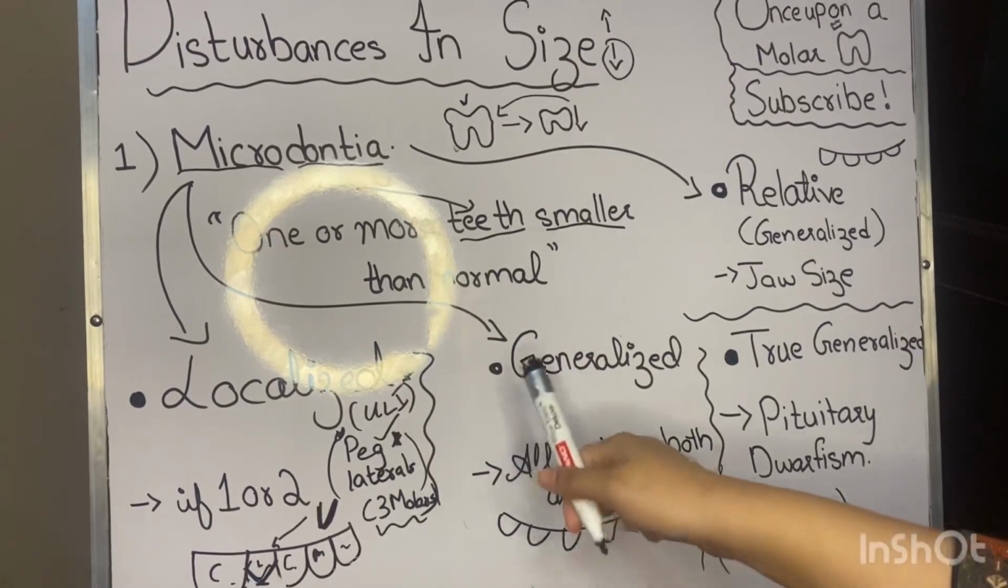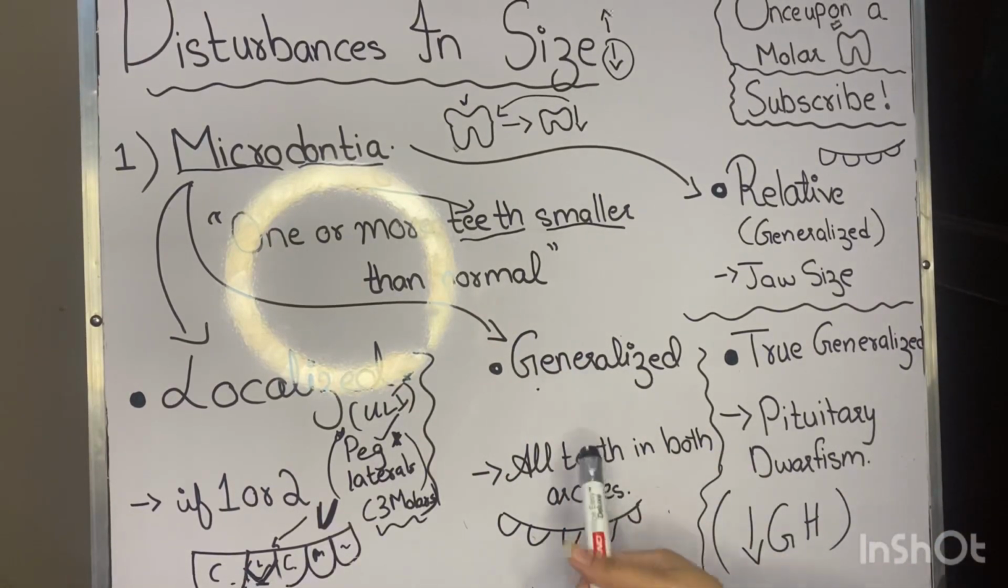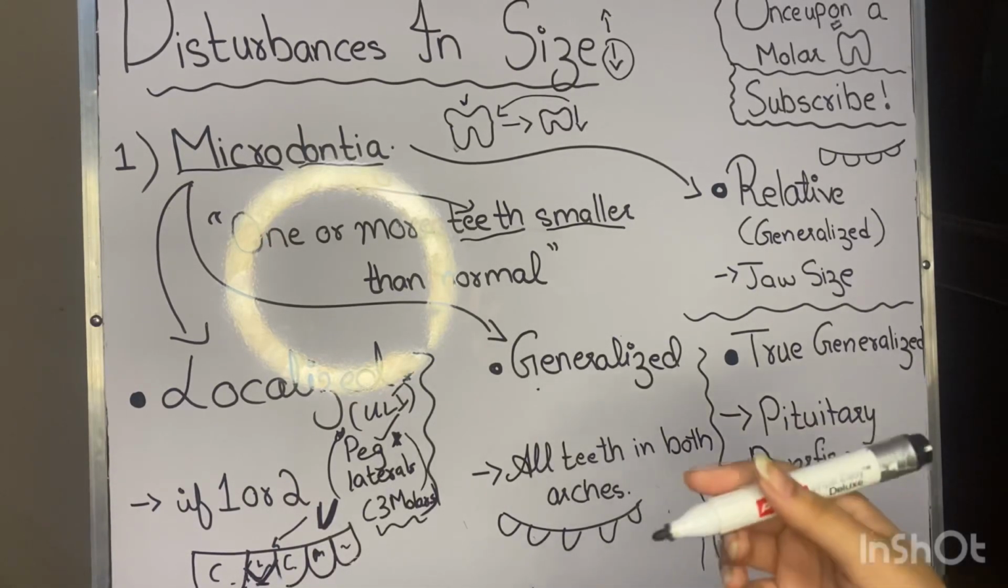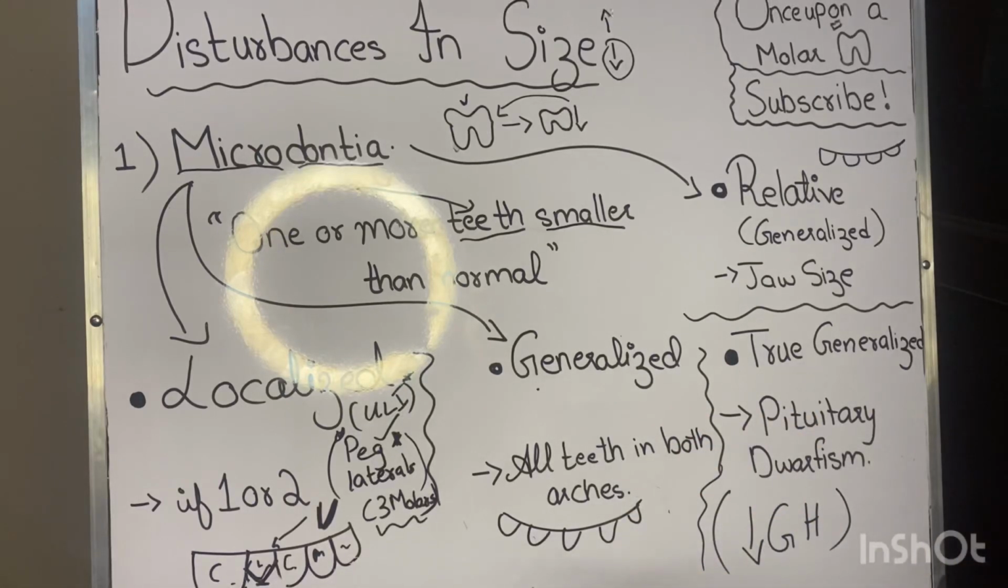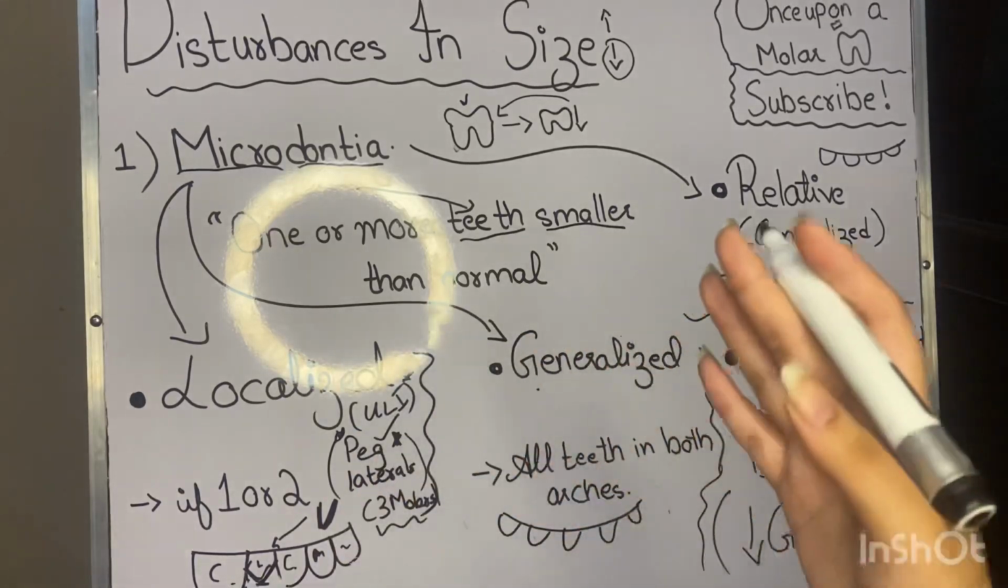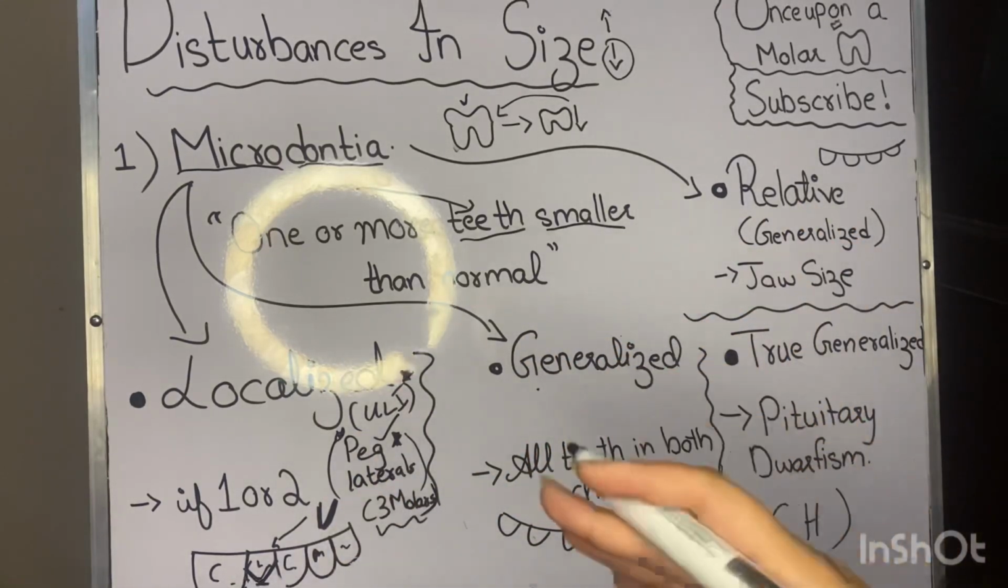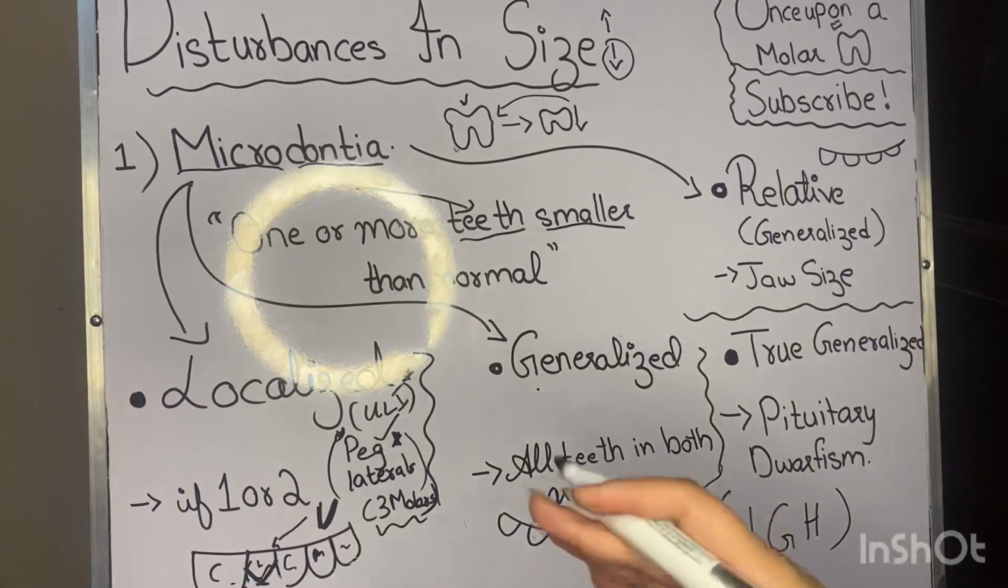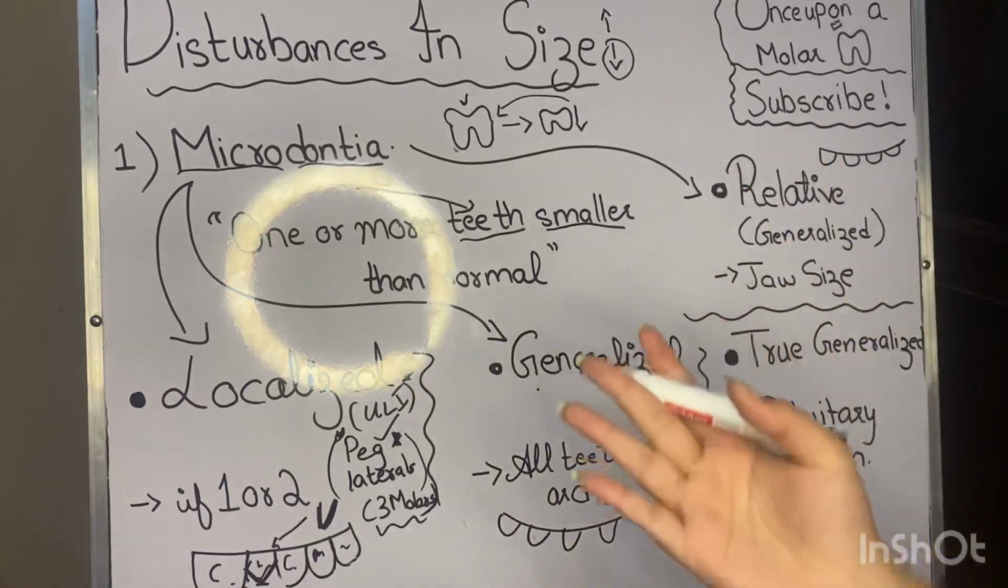When you look at the generalized type, the next one that we have, what do you understand by generalized? Generalized usually means something involving a larger area, or more number of things than the localized one, because localized is either one or two things, something confined to a certain area. Whereas generalized is something involving the whole thing.